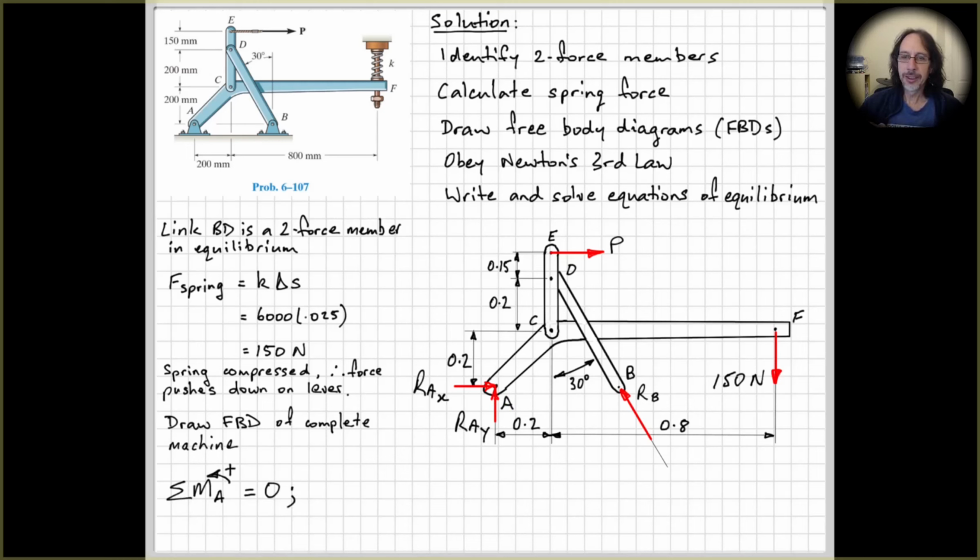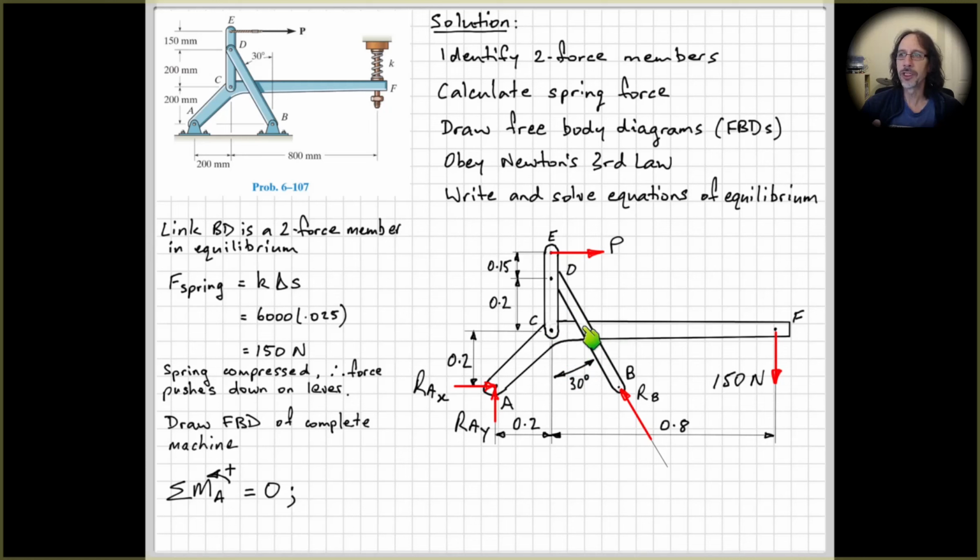Right, so if we now start to take moments about somewhere to try and solve for some of our unknowns, the thing to note here is that we've actually got 4 unknowns. So P is an unknown, that's what we're trying to find in the problem. RB is an unknown, and our 2 reaction forces at A are also unknown. So we've got 4 unknowns, so we're not going to be able to calculate everything from just this one free body diagram and the 3 equations of equilibrium that relate to this one free body diagram.